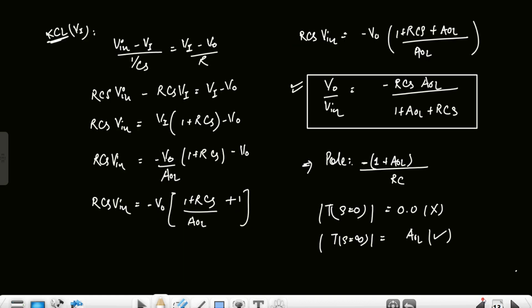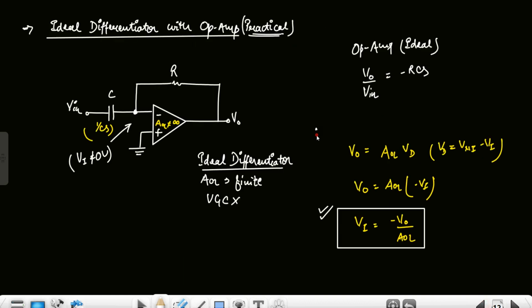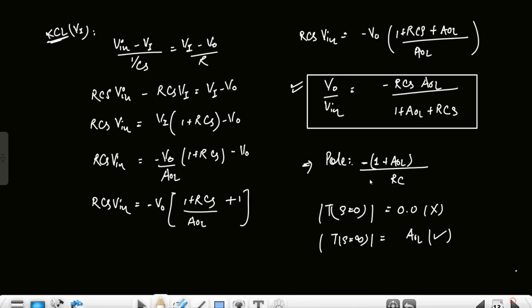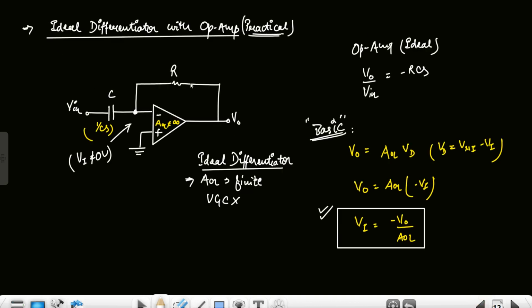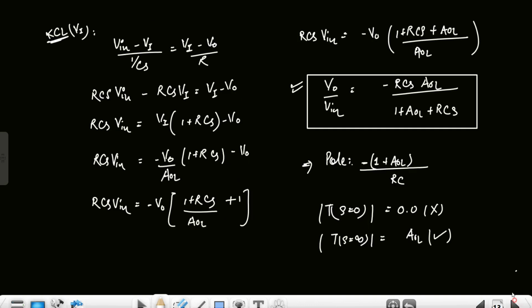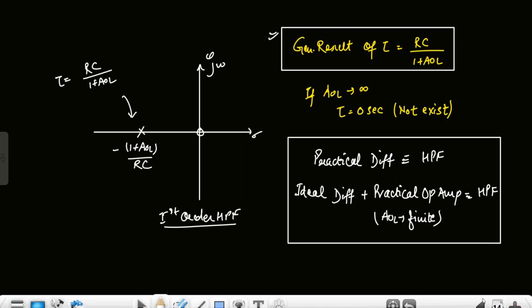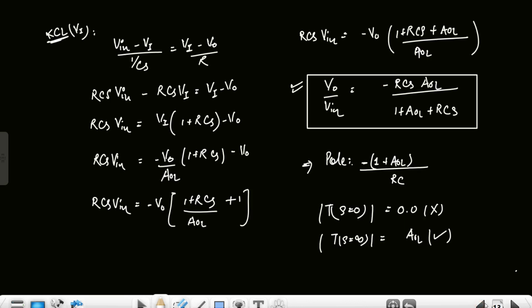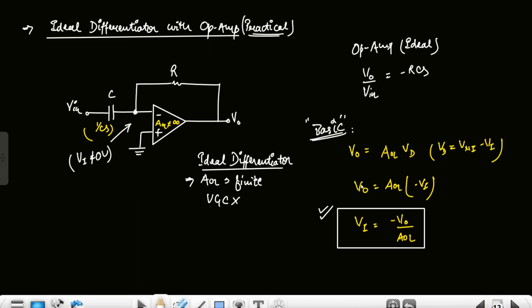So that's why this result is not important. This basic form should always be clear. Whenever AOL is finite, we have to go with this form and perform this analysis if the op-amp is given as practical. There's no need to remember these results. So this is the good concept of the ideal differentiator with the practical op-amp. So okay, thank you.